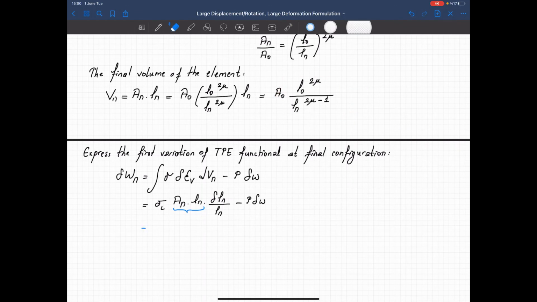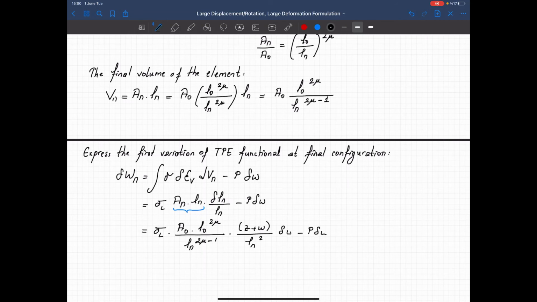That's equal to sigma L times A0 times L0 2 mu divided by Ln 2 mu minus 1 multiplied by Z plus W divided by Ln squared del W minus P times del W. So this is equal to 0, and we say that P will then be equal to sigma L A0 Z plus W L0 2 mu divided by length 2 mu plus 1.